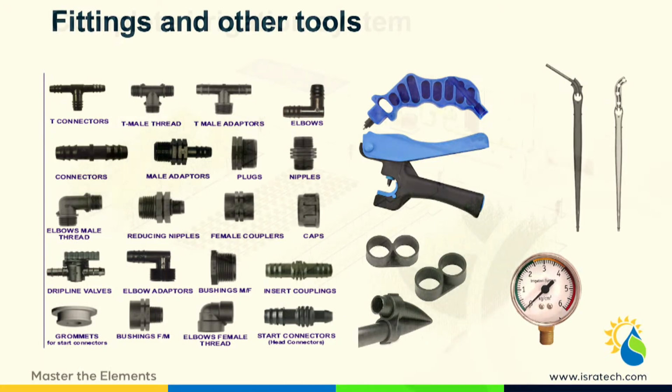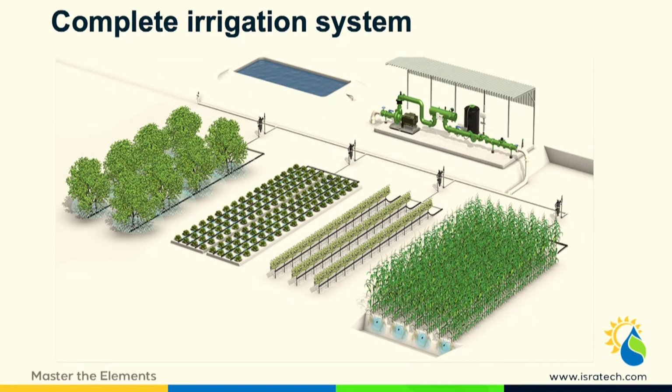Okay, so this is a complete irrigation system. First of all, we are going to have our water source. We have our pump, and we are going to take water out of this water source, out of this pond, into the system. As I said before, this is a complete closed irrigation system.